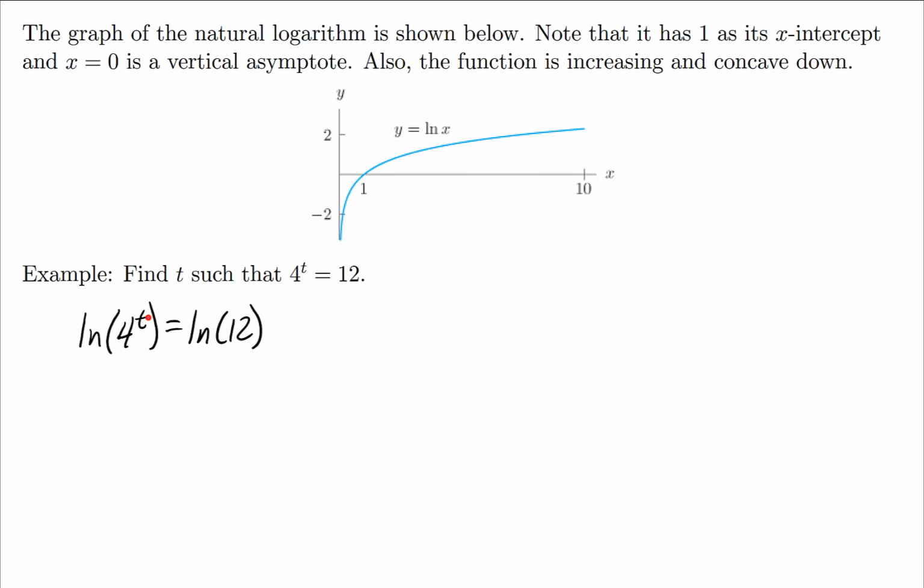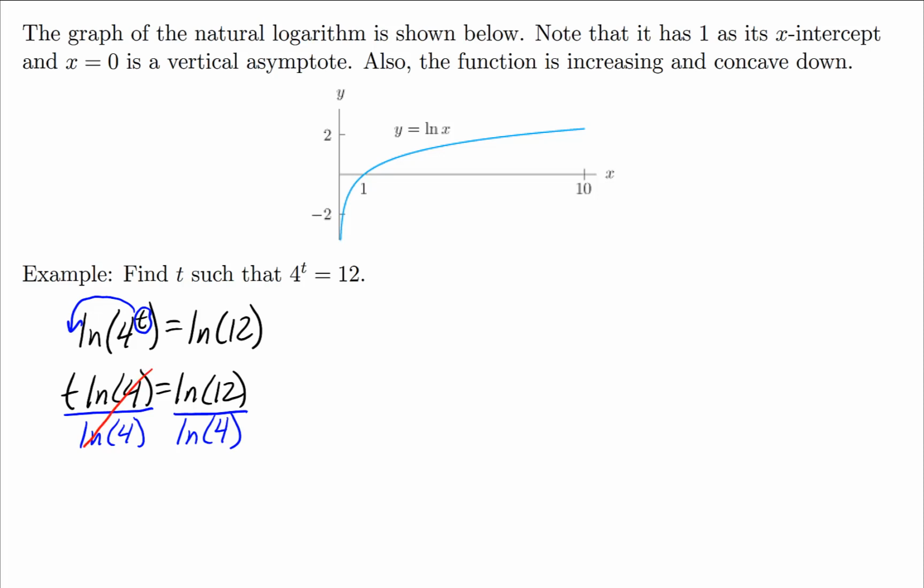The reason is that a natural log has the ability to take something in the exponent and bring it to the front. This gives us t times the natural log of 4 is equal to the natural log of 12. And now it's just a simple division problem. If I divide both sides by the natural log of 4, this is going to get t by itself.